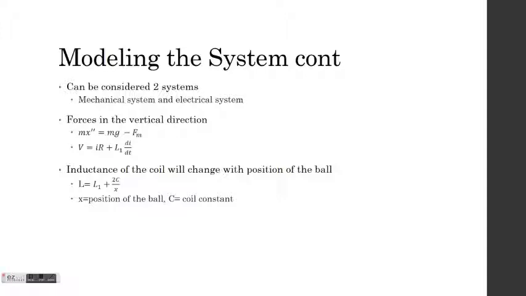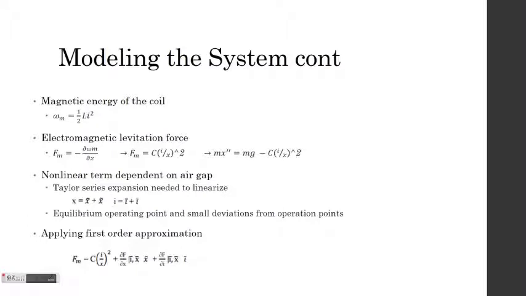The inductance of the coil changes with the change in position of the ball, so the inductance of the coil is dependent on the position of the ball. The formula for the inductance is listed below. The magnetic energy of the coil is listed in the equation below.